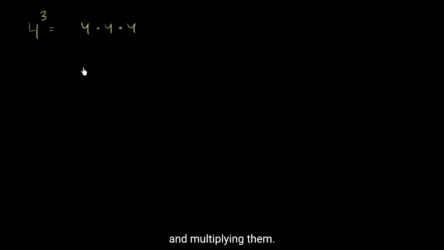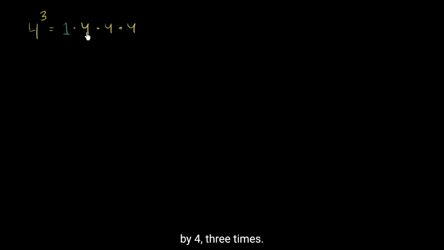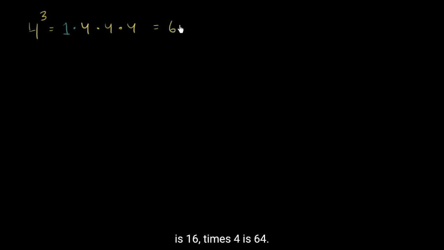We already know a good bit about exponents. For example, we know if we took the number 4 and raised it to the third power, this is equivalent to taking 3 4s and multiplying them. Or you could also view it as starting with a 1 and then multiplying the 1 by 4, or multiplying that by 4, 3 times. But either way, this is going to result in 4 times 4 is 16, times 4 is 64.